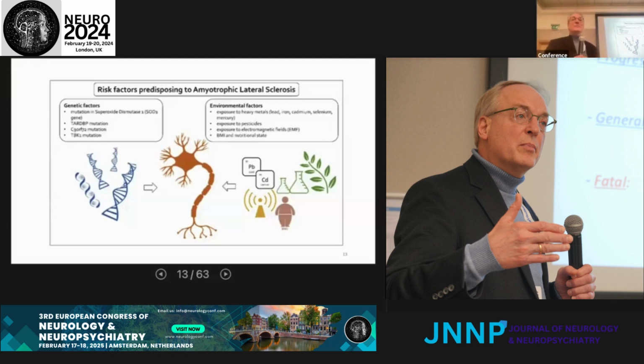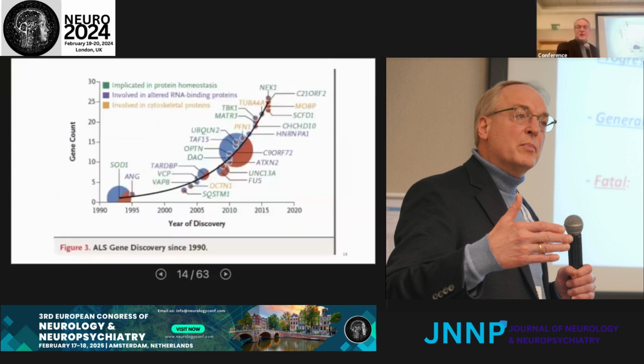Pesticides. I'm from a very rural area, Nebraska. We see, in fact, interestingly, it's the #1 state in the country for Parkinson's. And so why is that? Well, it may actually be the pesticide nature or something within the underwater aquifer water supply. Exposure to electromagnetic fields, and then BMI and nutritional status have also been postulated.